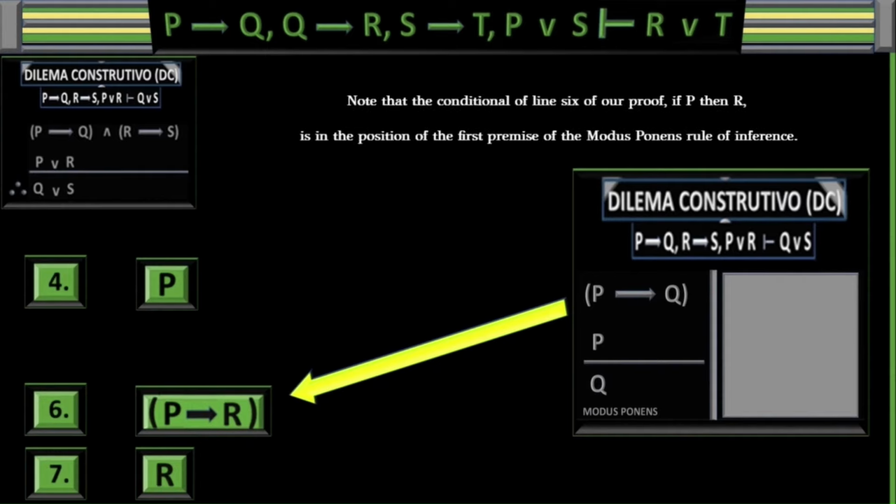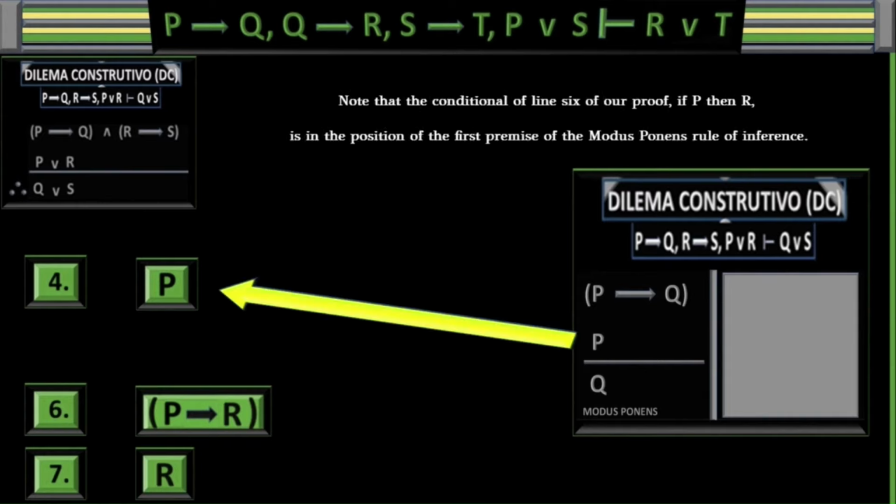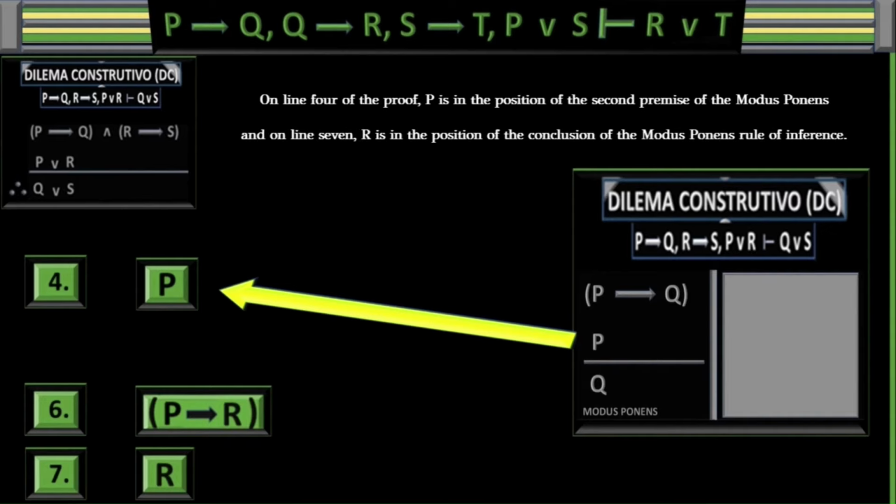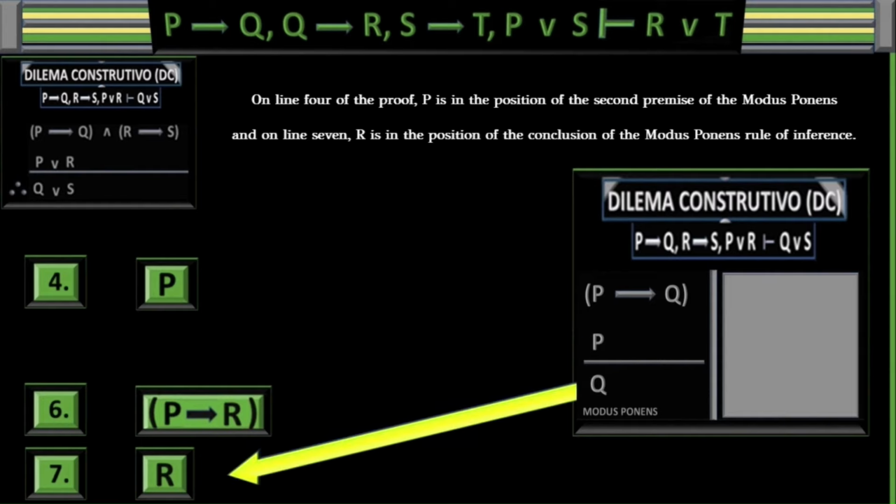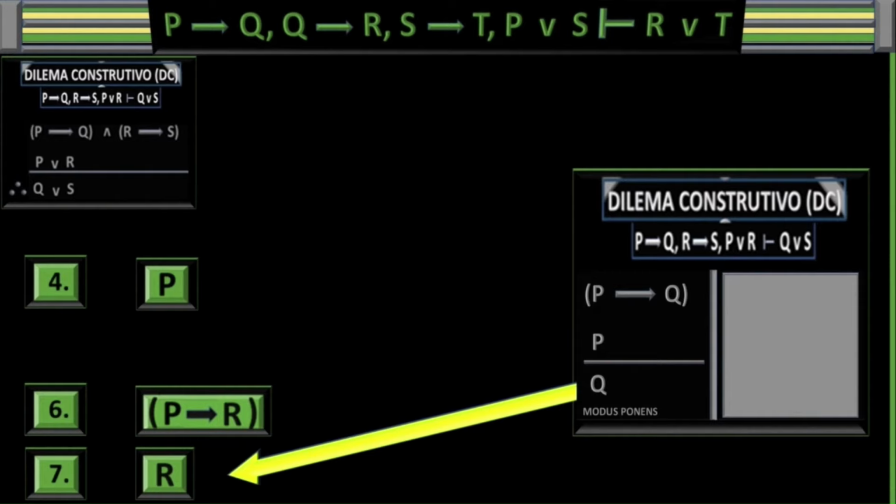Note that the conditional of line 6 of our proof, if P then R, is in the position of the first premise of the modus ponens rule of inference. On line 4 of the proof, P is in the position of the second premise of the modus ponens. And on line 7, R is in the position of the conclusion of the modus ponens rule of inference.